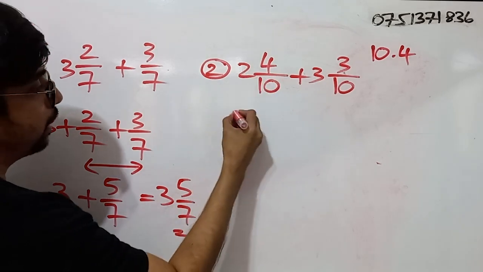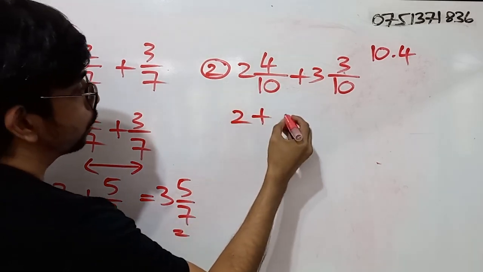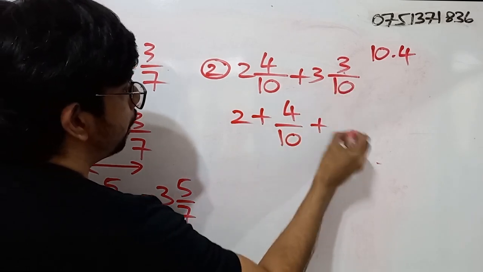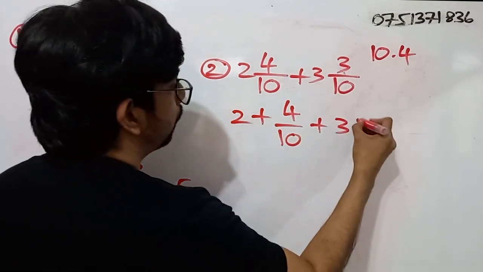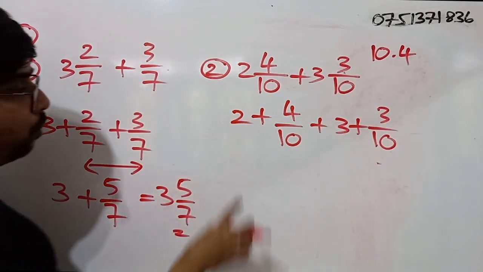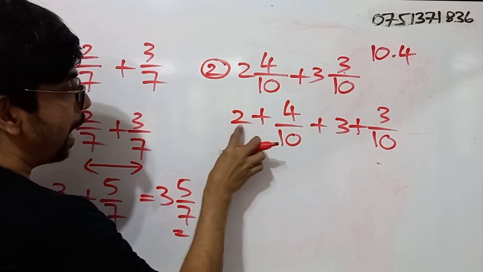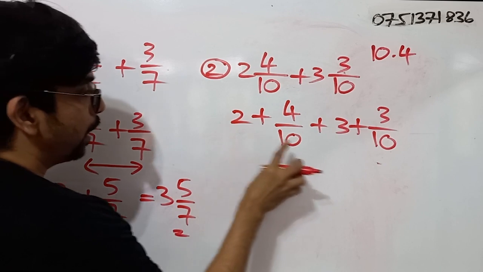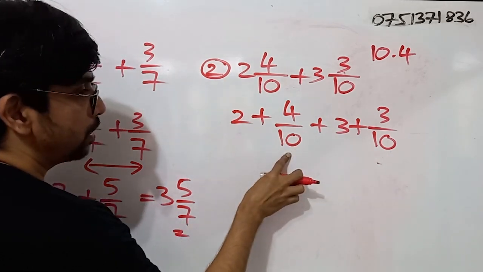Okay, so the second one. So this mixed number I can break as what? 2 plus 4 by 10. This mixed number I can break as what? 3 plus 3 by 10. Okay. Now I can add the whole number parts separately, and also I can add the fraction parts separately as well.